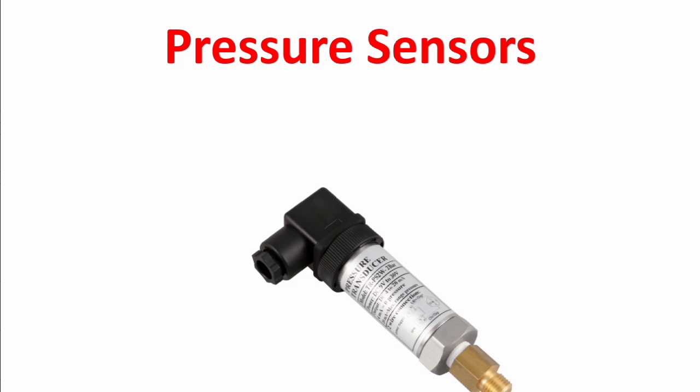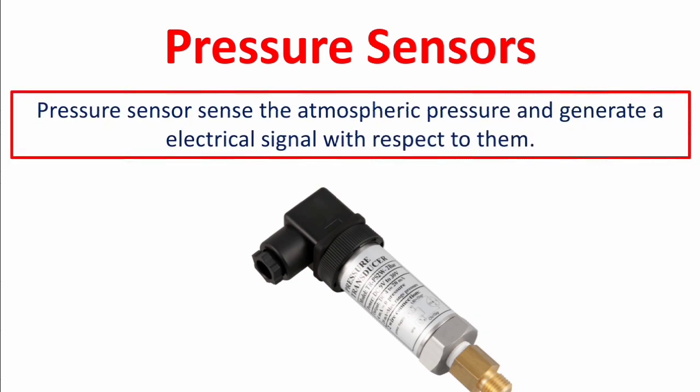Now come to next. Next is the pressure sensor. What is a pressure sensor? A pressure sensor senses the atmospheric pressure and generates an electrical signal with respect to it. Pressure sensors are used in designing a robot hand, where we need to measure the amount of grip and pressure required to hold an object. So guys, these are the different types of sensors used in robots.